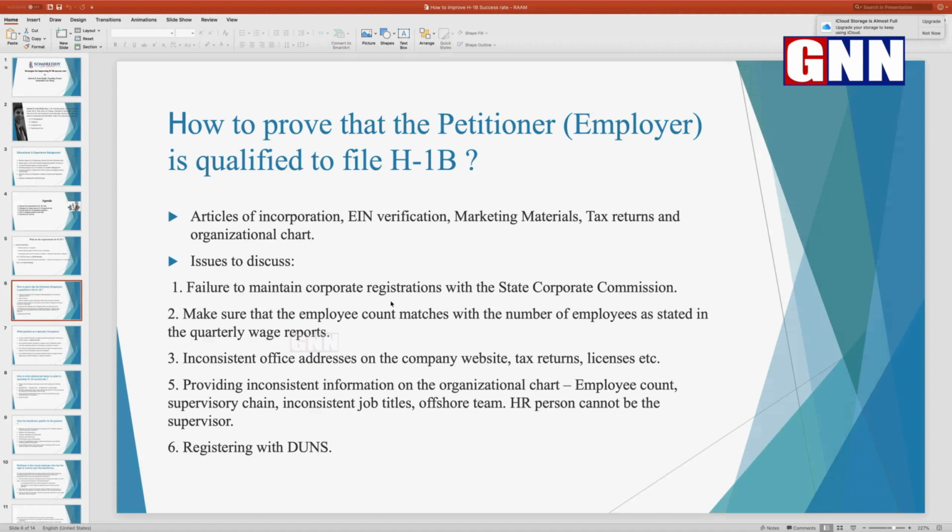Okay, sounds good. So one of the main pitfalls is that employers fail to make sure that their registrations with the State Corporate Commission are up to date.